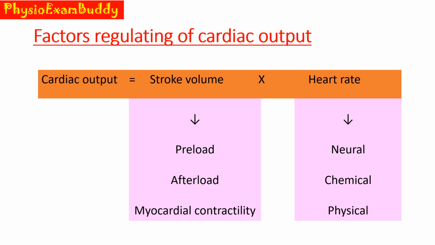So the normal heart rate is between 60 to 100 per minute, and tachycardia is a condition in which the heart rate goes above 100, and bradycardia is a condition in which the heart rate goes below 60 per minute. So we have seen that three factors influence heart rate. Under heart rate, we have to explain three factors. The first one is the neural factors. We will see what are the neural factors.